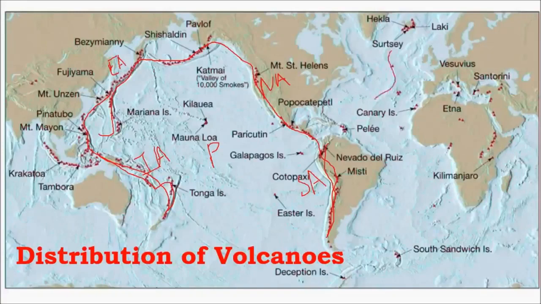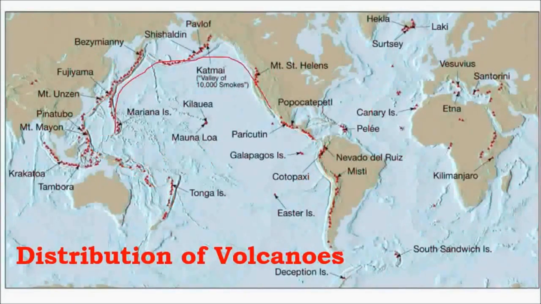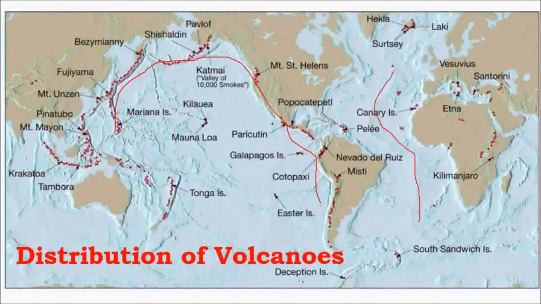And all across the mid-oceanic ridges, we can see volcanic activity. Along with the Pacific Ring of Fire and the mid-oceanic ridges, there are other regions where volcanic activity is extensive. For example, the region surrounding the Mediterranean Sea and the region along the East African Rift Valley are such examples.